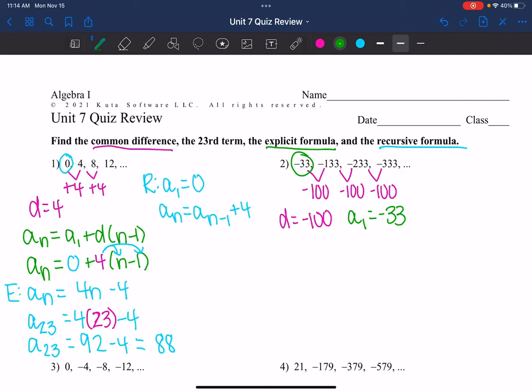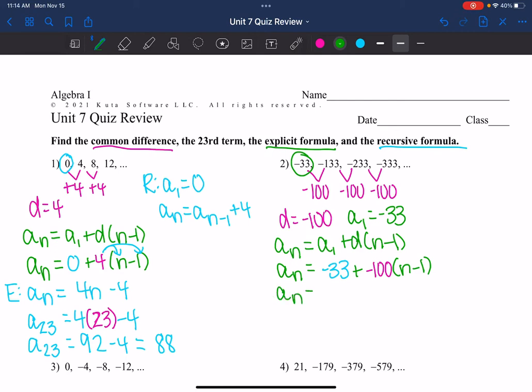Then from that information, I can go ahead and create my explicit formula, which we have a sub n equals my first term plus the common difference times n minus 1. So then I'm going to go ahead and plug in all of my terms. So a sub n, so my nth term, is negative 33 plus my common difference of negative 100 times n minus 1. And again, I can go ahead and simplify this as well.